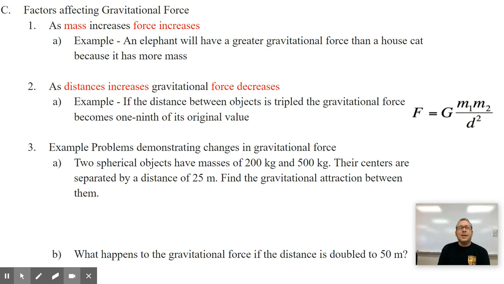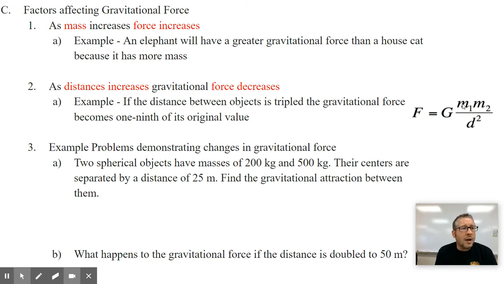If the distance between objects is tripled, okay, let's think about that. If the distance between the objects is tripled, then the gravitational force will be reduced to 1/9 of its original value. So you triple the distance between objects, and now the gravitational force is only 1/9. And that is all stemming from the fact that the distance is squared. Okay? So let's look at some examples here.